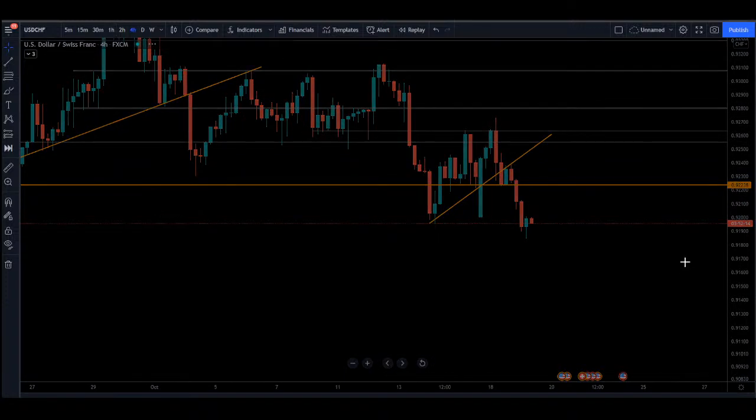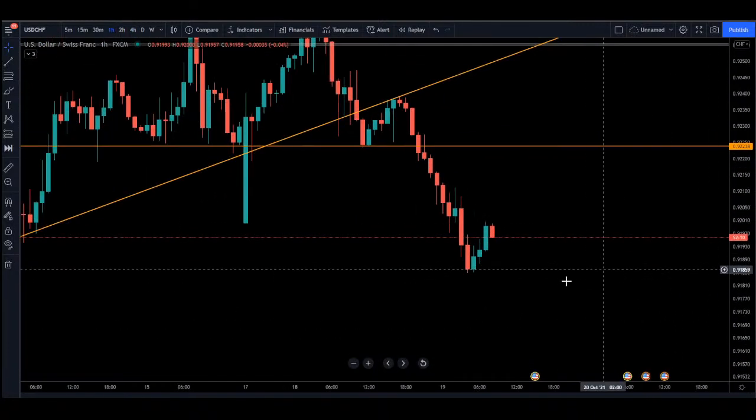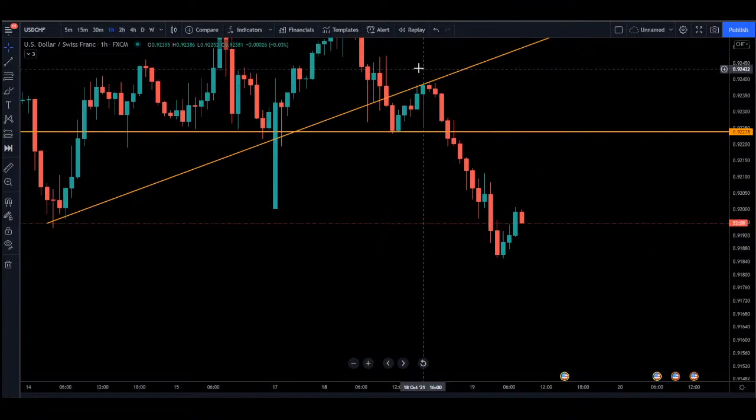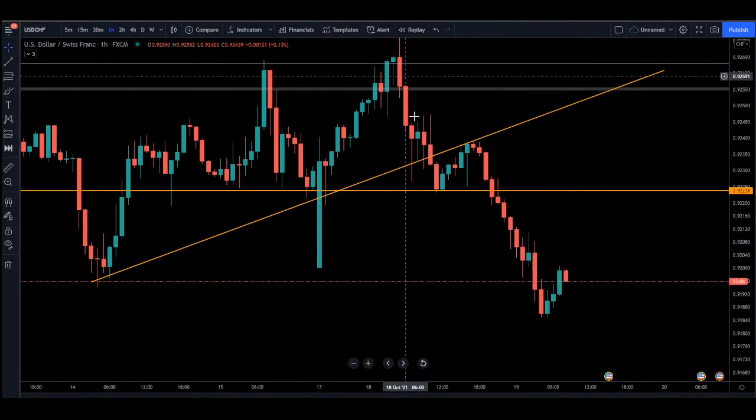But if we go to the lower time frames, it's exactly the same thing. The price is just coming down. The sellers are pushing the price down. This is a lower high.